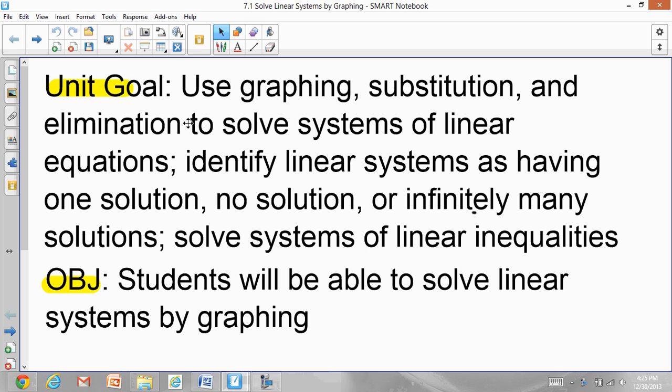In your notebook, write today's date, 7.1, solve linear systems by graphing. You can solve systems of equations by graphing, by substitution, or by elimination. Any of these three methods will give you the same answer. So you are going to solve systems by graphing today.